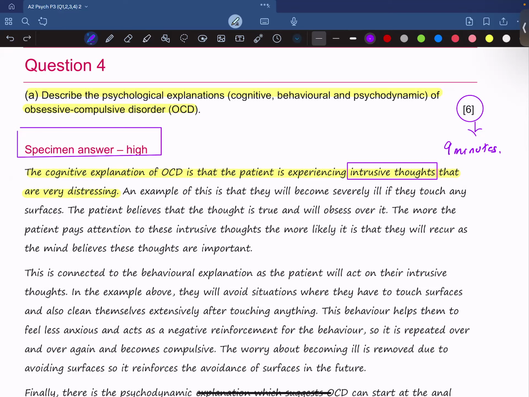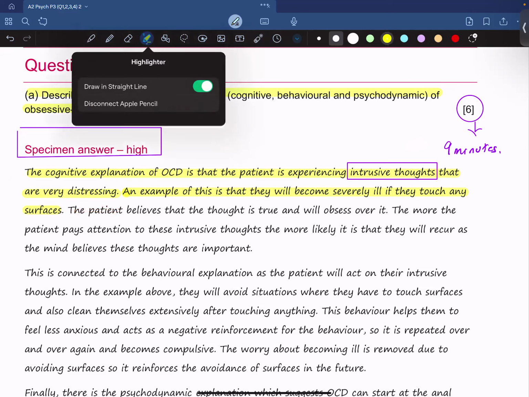Understand this, right? Taking it ahead, you're further elaborating this when you write, an example of this is that they will become severely ill if they touch any surfaces. This is just a thought. This is just a thought, remember, right? So the patient believes that the thought is true.